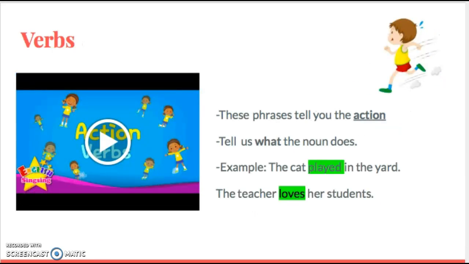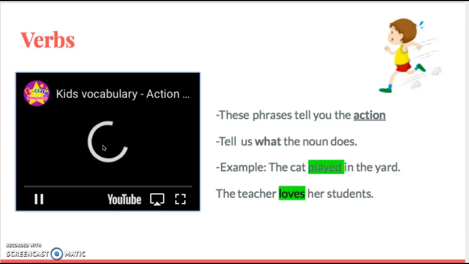So next we can talk about verbs. Verbs are phrases that tell you the action, they tell us what the noun does, and then students can go ahead and watch this video on action verbs.